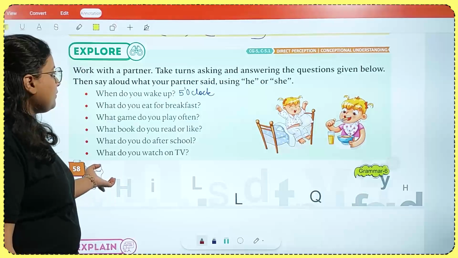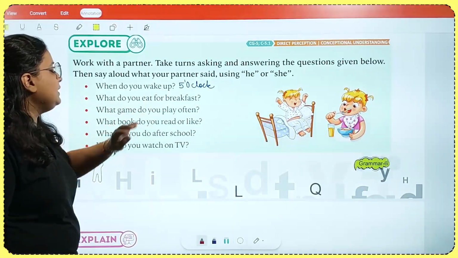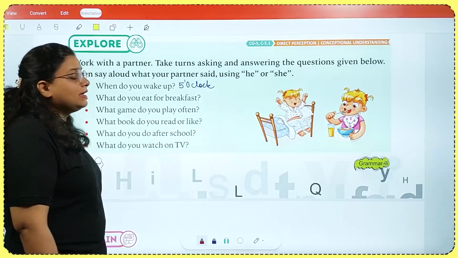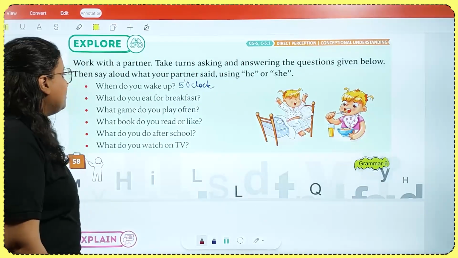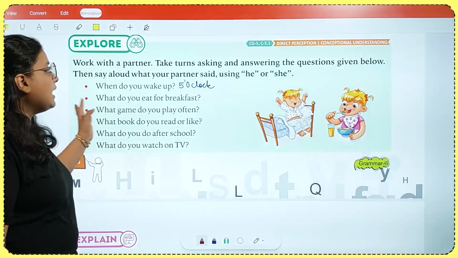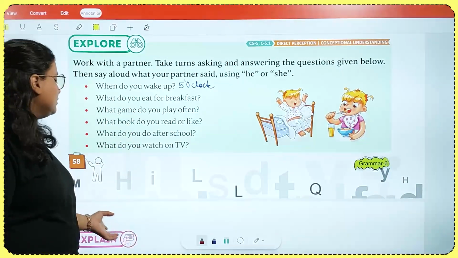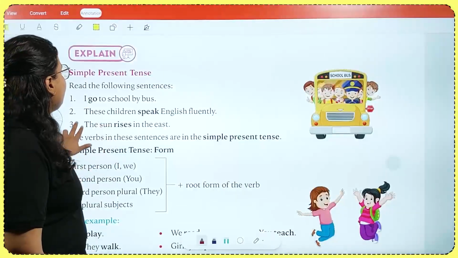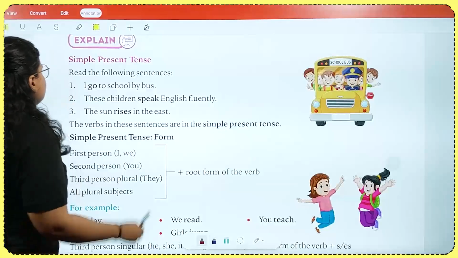Okay. What do you eat for breakfast? Suppose you say milk and bread. He eats milk and bread for breakfast, or you can say she eats. So this is how you will answer all these questions. So let's start with the chapter. Simple present tense. What is simple?